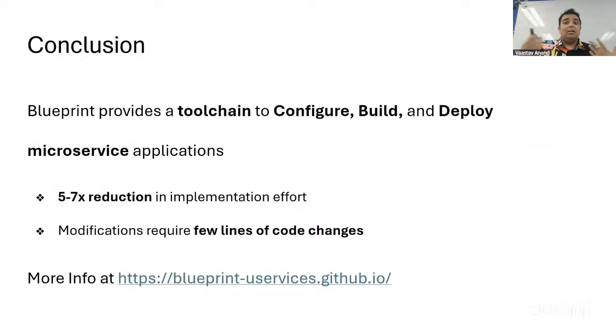To conclude, Blueprint provides a toolchain to configure, build, and deploy microservice applications, leading to a 5 to 7x reduction in implementation effort, and modifications require only a few lines of code changes. You can find more info on Blueprint at our Blueprint website.